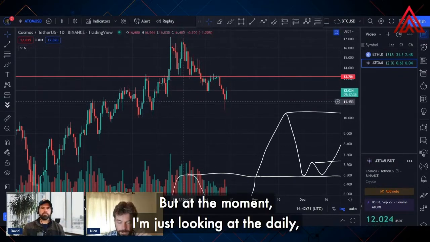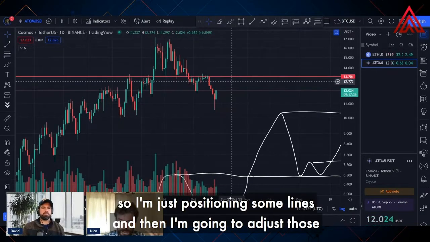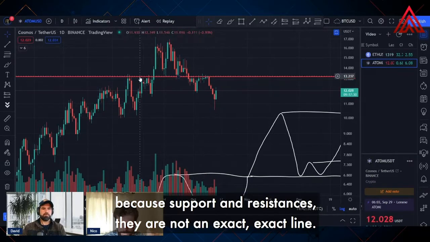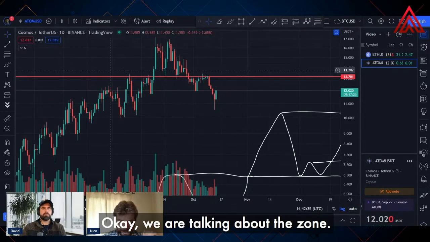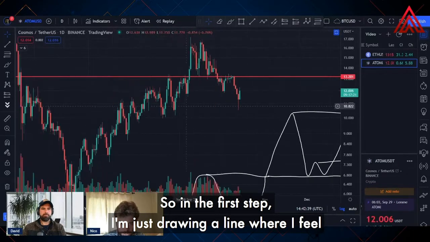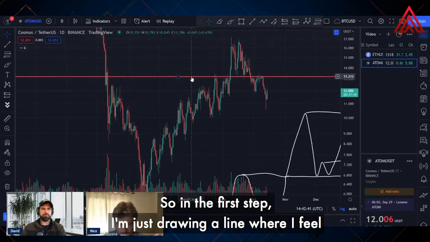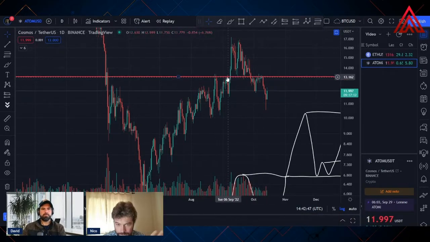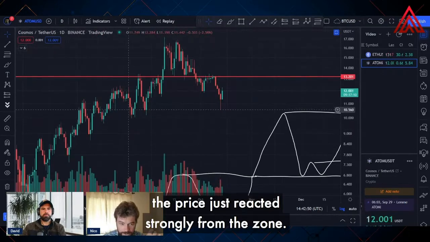Okay, but at the moment I'm just looking at the daily, so I'm just positioning some lines, and then I'm going to adjust those by identifying zones, because support and resistances are not an exact line. We are more talking about a zone. So in the first step, I'm just drawing a line where I feel like I'm touching as many candles and wicks as possible, where I could see that the price reacted strongly from this zone.